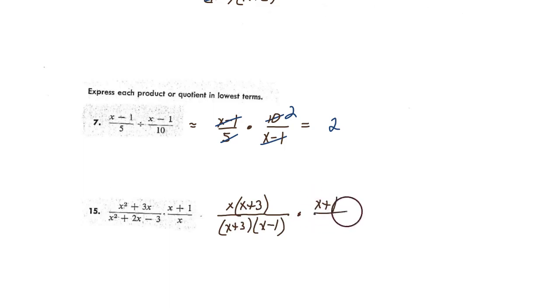And now look for reducing. So the x plus 3 cancels x plus 3. This x cancels this x. And the final answer is x plus 1 over x minus 1.